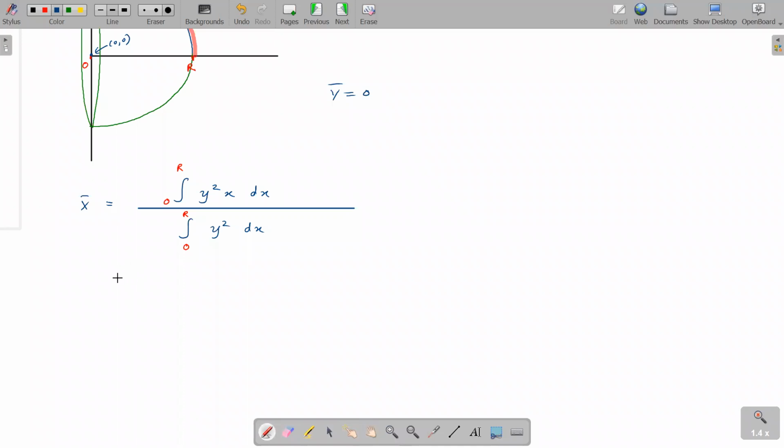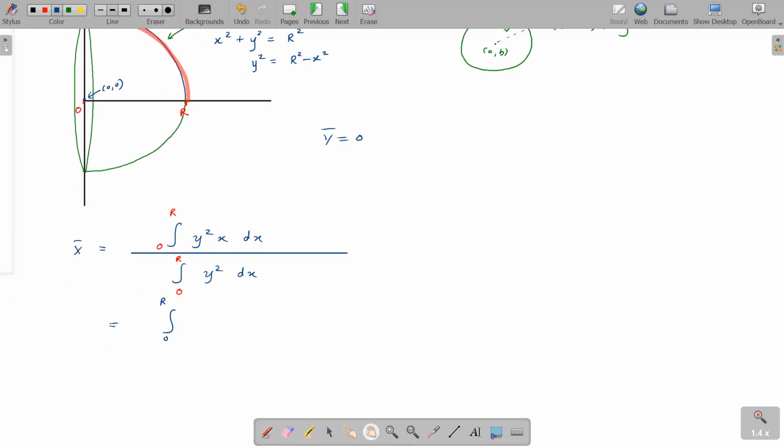All right, guys. So let's input the limits 0 to r. Let's input the y squared value, right, guys, this guy. In the numerator we have the integral of (r squared minus x squared) times x with respect to x. Denominator: the integral of (r squared minus x squared) with respect to x.